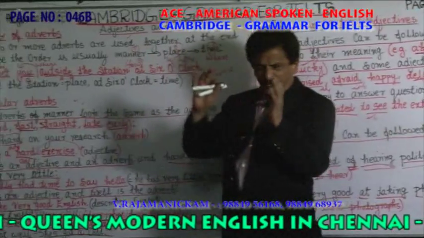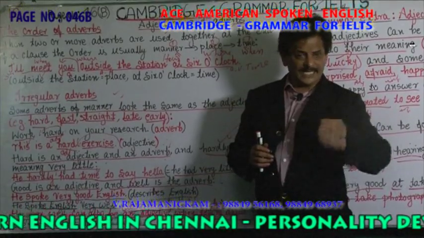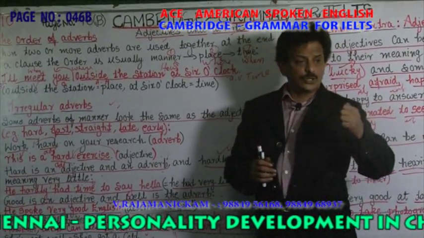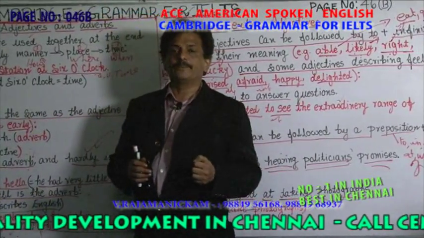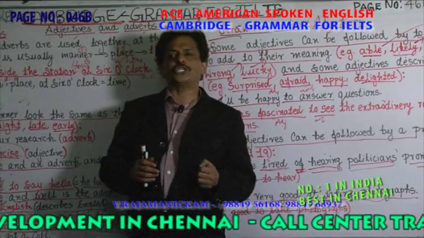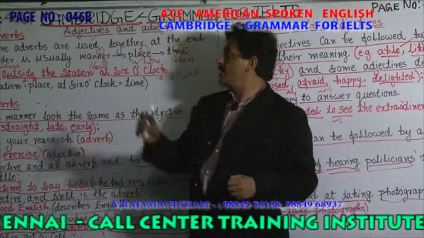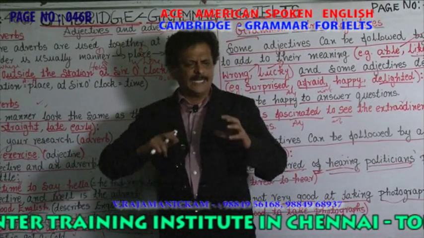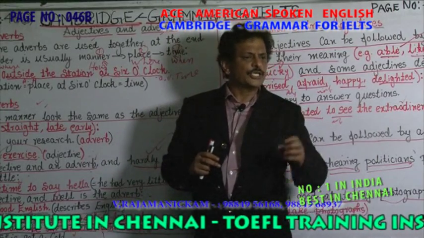Adverbs, you are modifying the verb. For example, he studies, or he wrote his examination. He wrote his examination excellently or brilliantly. So he wrote his examinations. How did he write his examinations? Brilliantly. So this brilliantly is the adverb. Anything which modifies a verb is called an adverb.